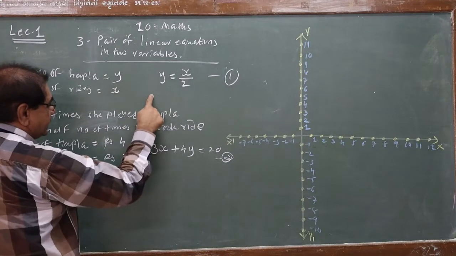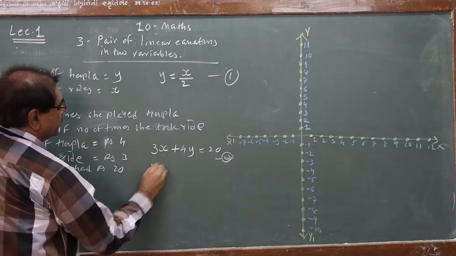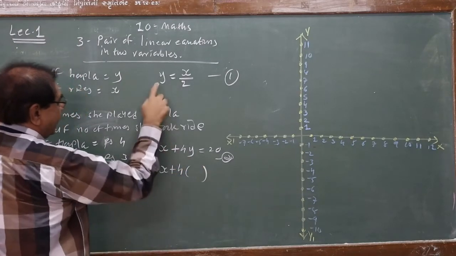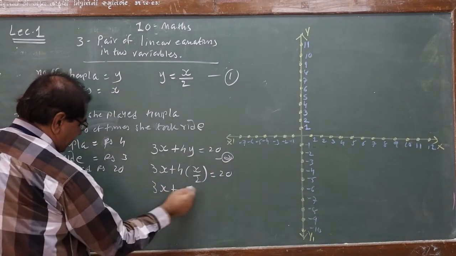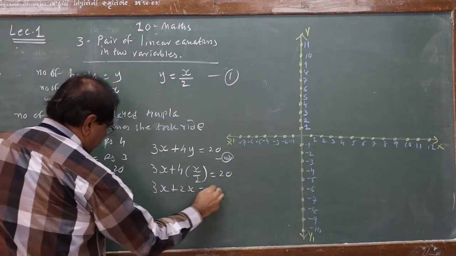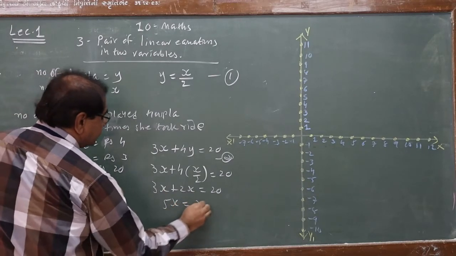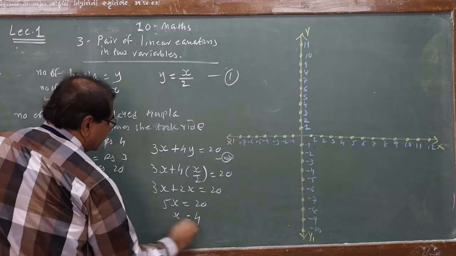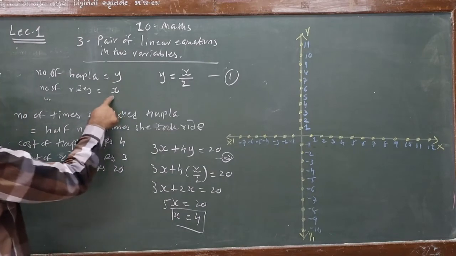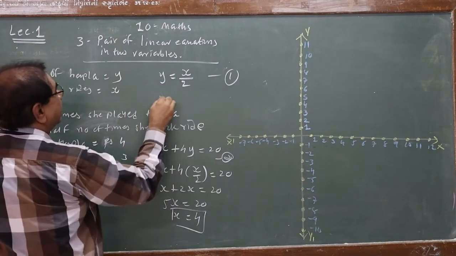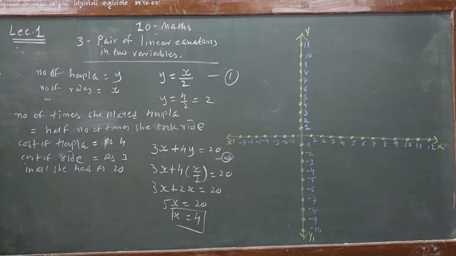Now from the first equation, for y, I can take the value x upon 2 and replace it here. So 3x plus 4 into bracket, the value of y, x upon 2, is equal to 20. So 3x plus 2 twos are 4, so 2x is equal to 20. So 3x plus 2x is 5x is equal to 20. x is equal to 20 upon 5, which is 4. So x is equal to 4. Okay, so 4 times she took the ride on the giant wheel. Now if I put the value of x as 4, then y is equal to 4 upon 2, which is 2. So she played hoopla 2 times.